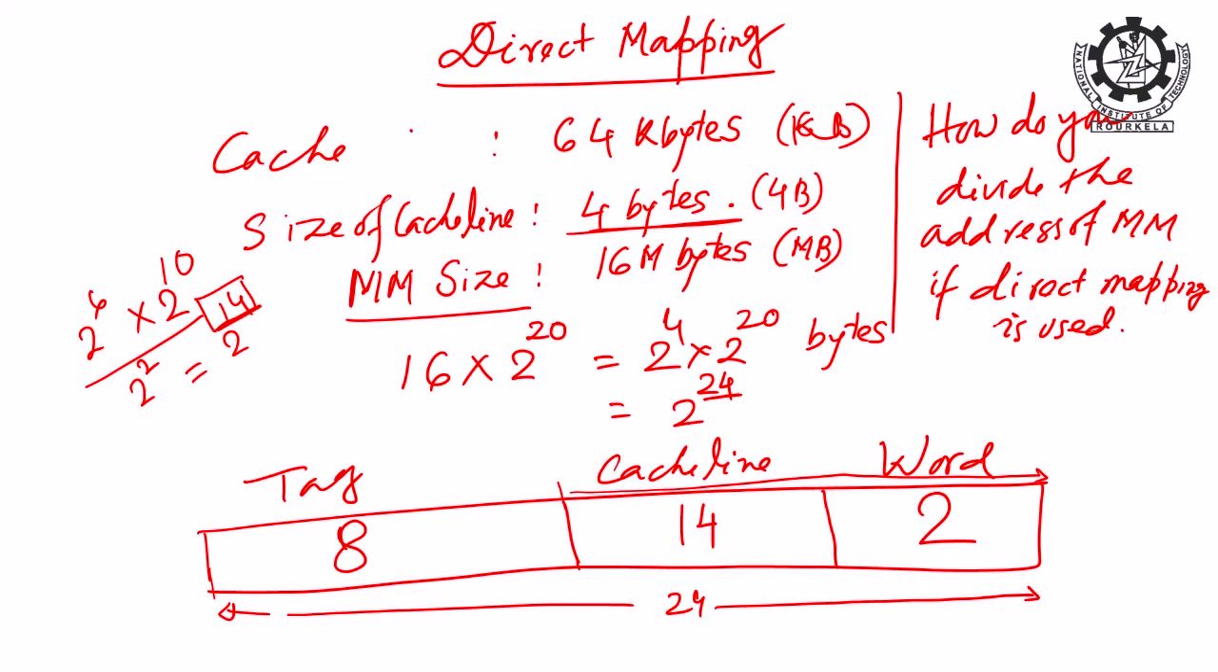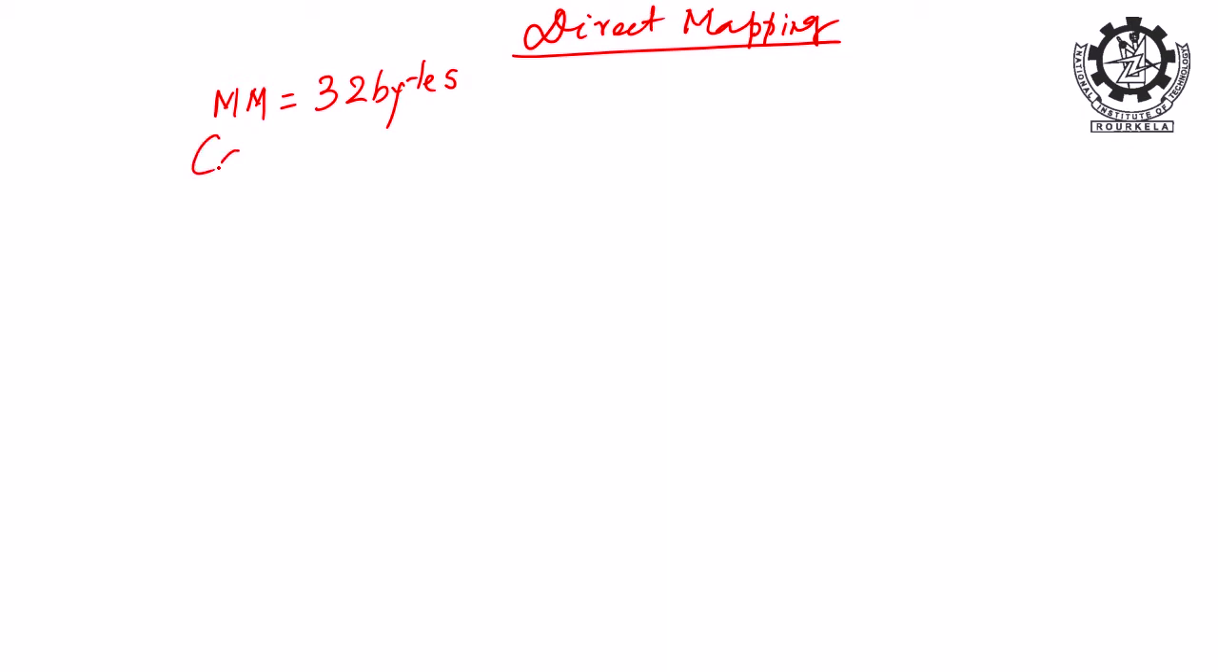One more example. Let us say main memory is a very simple example: main memory is only 32 bytes, cache size is 8 bytes, and block is 4 bytes. How do you divide the main memory address, the same question?